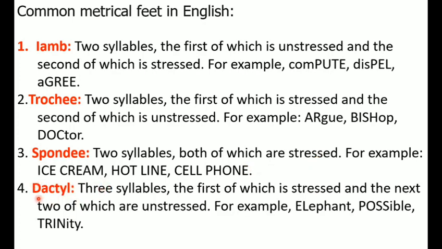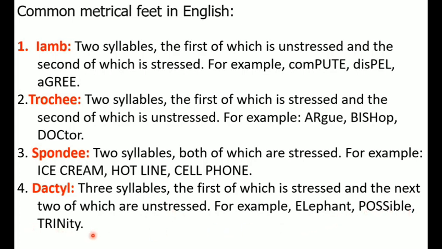Number 4, we have dactyl. Under dactyl, this is composed of 3 syllables. Now, of these three syllables, the first one is stressed, and the two syllables are unstressed. For example, elephant, possible, trinity. Now, notice here, the first syllable is stressed, and the second syllable is unstressed. That is under dactyl. Remember that. The first one is stressed, and the rest are unstressed, like this.